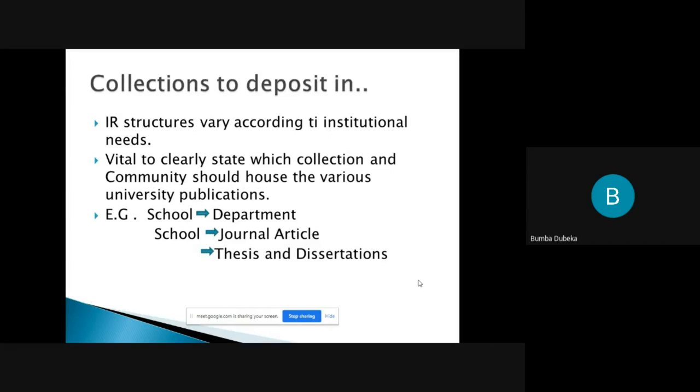In those schools, we also have communities: one for journal articles, and one for thesis and dissertations. The journal article community is where we put articles by faculty of that particular school. For thesis and dissertations, this is where we upload those by our students in the particular schools.